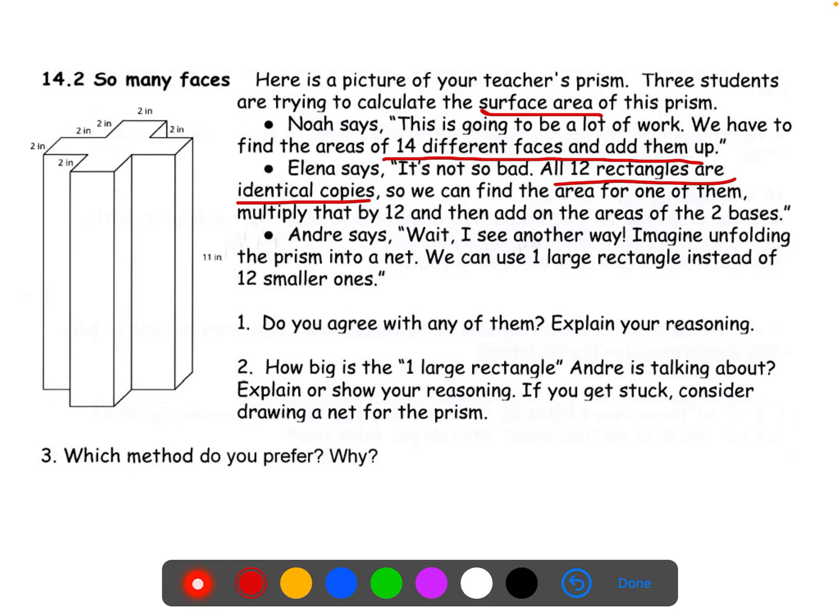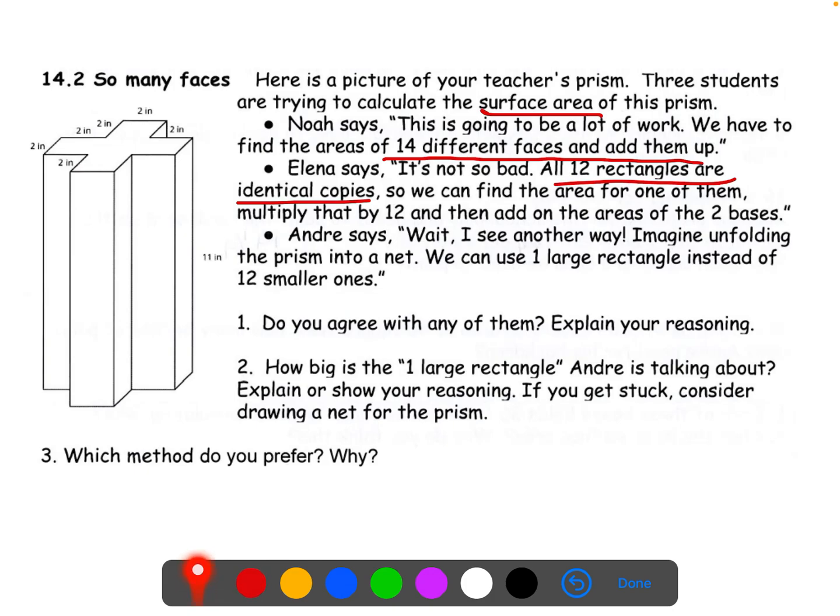Andre says, wait, I see another way. Imagine unfolding the prism into a net. We can use one large rectangle instead of 12 smaller ones. First question says, do you agree with any of them? So take a quick moment, look back at the 3 different explanations of how to solve this, and decide who you agree with. Now, hopefully, you decided that all 3 of them are correct in their reasoning.